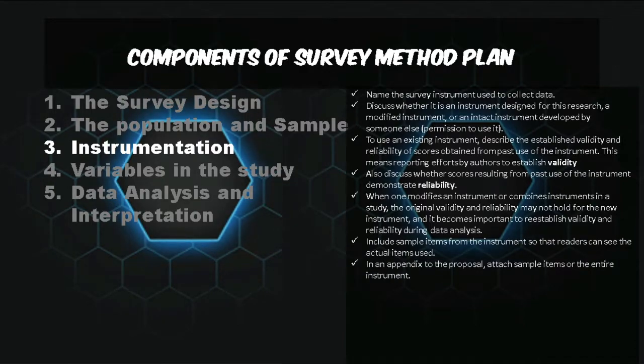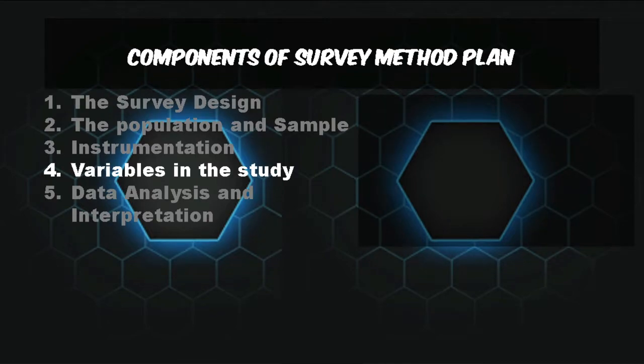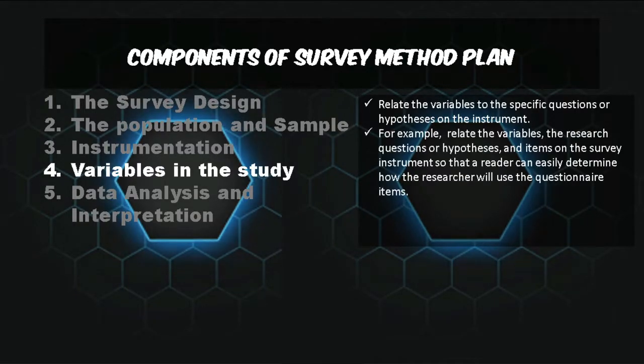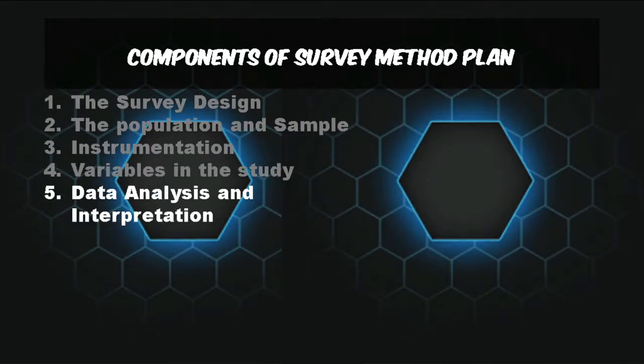Yes, sample items. Describe your instrument. Are there sections? How many items? The scales and all. Also, you have to identify the variables in the study. Relate the variables to the specific questions or hypotheses on the instrument. For example, relate the variables, the research questions or hypotheses, and items on the survey instrument so that the reader can easily determine how the items in the questionnaire will be used. Plan to include a table of discussion that cross-references the variables, the questions or hypotheses, and specific survey items.